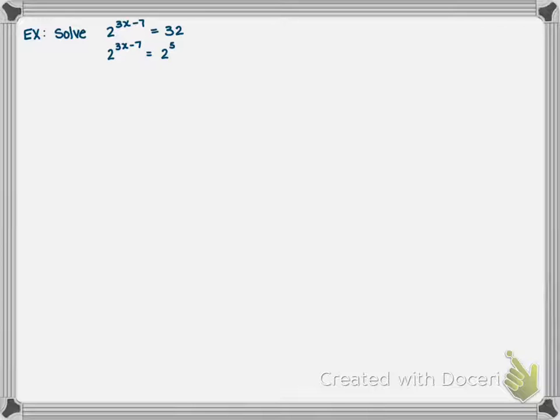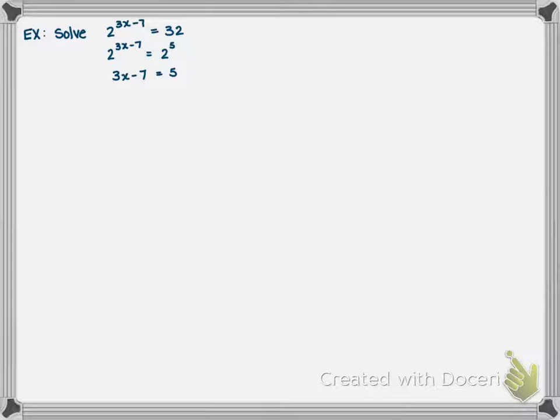So now I have a single exponential expression on the left, a single exponential expression on the right, and they have the same base, which means I can conclude that their exponents must be the same as well, because that's the only way for those two expressions to have the same value. 2 raised to some power is only equal to 2 raised to the same power. And so that means that 3x minus 7, which is the exponent on the left, has to be equal to 5, which is the exponent on the right.